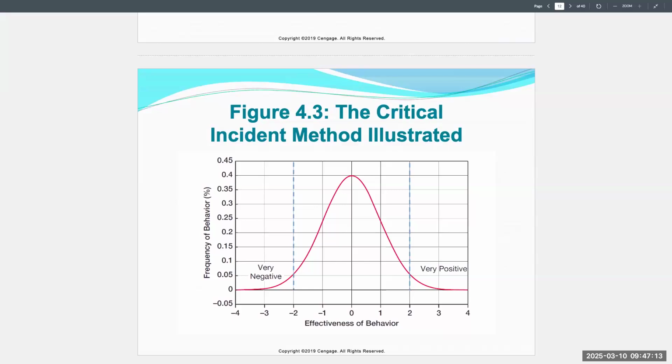So the critical incident method evaluates job performances by identifying behaviors that result in either a significant positive or a significant negative outcome. The graph shows how job behaviors can be categorized based on their effectiveness. For example, in a customer service role, a critical incident could be an employee successfully de-escalating a conflict with an angry customer. On the negative side, you would look at poorly handled interactions that led to customer complaints. So by analyzing such incidents, companies can improve training programs and establish performance standards.